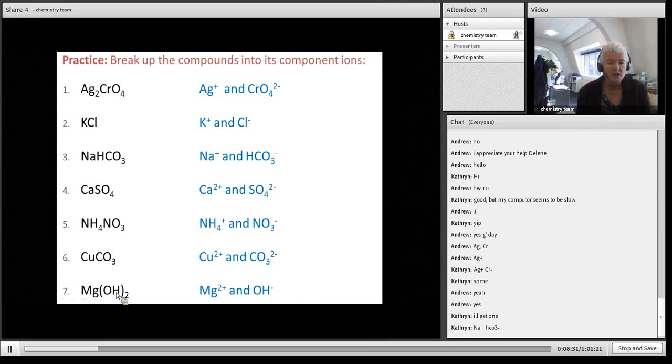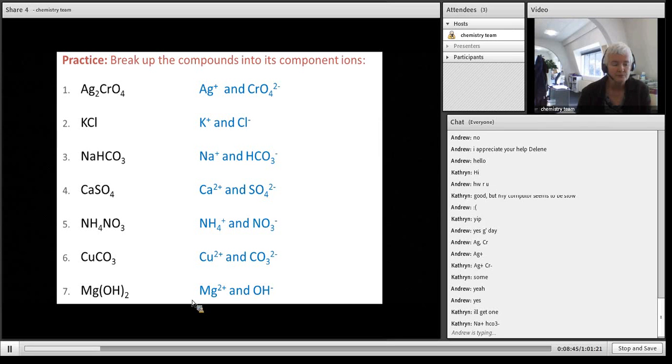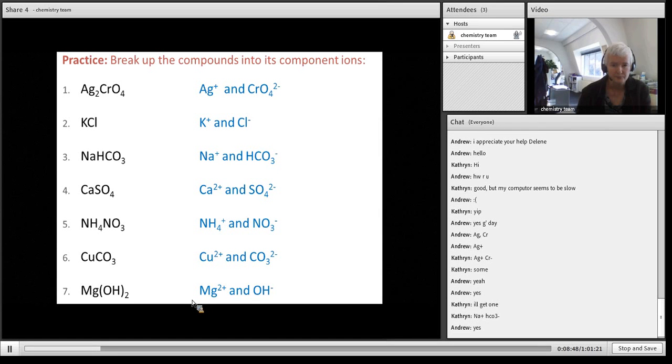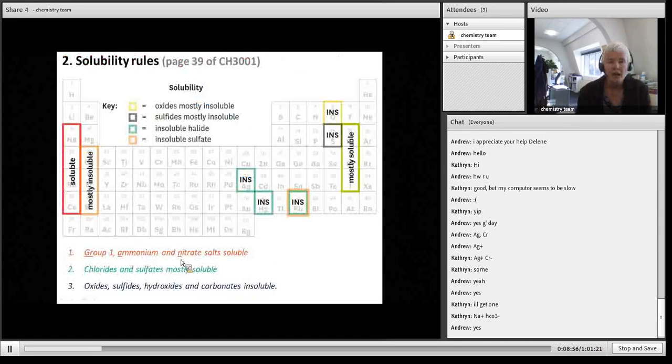You might have to just revise a bit, but do you think you would be able to, once you know your ions, break them up into the component ions? So if I give you a compound, you can recognize the component ions. Yep, okay. That is really an important skill for this task, for the exam.